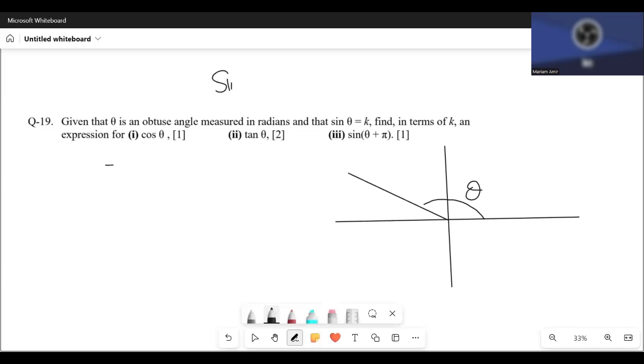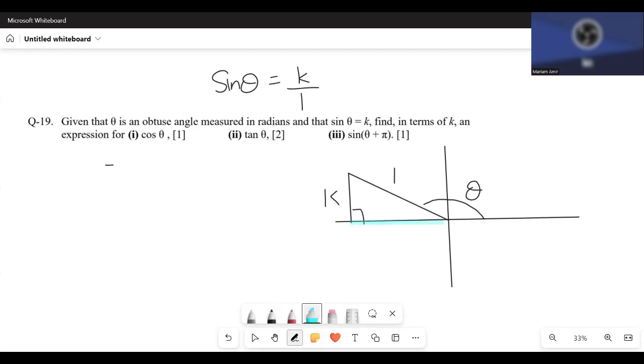We know that sine theta is equal to opposite over hypotenuse. So I'm going to take this triangle because this is the right angle triangle that we're getting. And the opposite is going to be k and the hypotenuse is going to be 1. And the third side is going to be the square root of 1 squared minus k squared from Pythagoras theorem.